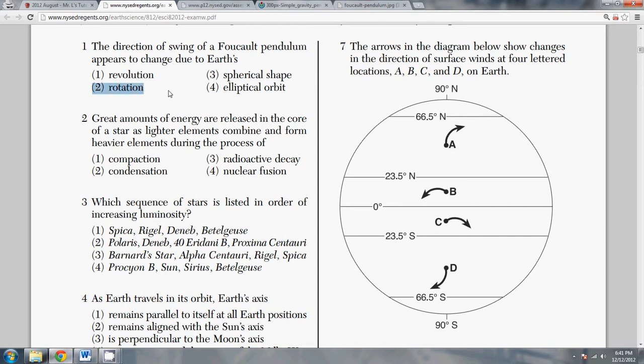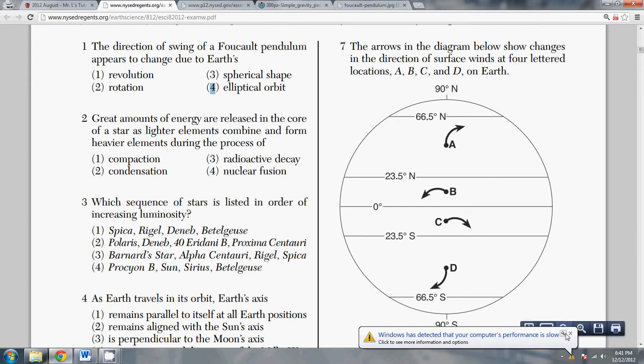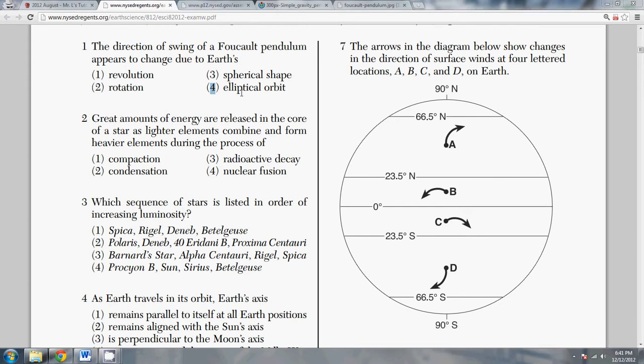But I just want to show you how to cancel out some of the other answers. The Earth's elliptical orbit, obviously, it's important. It's very slightly elliptical, although it is elliptical. It's not the answer because the Foucault pendulum measures things day to day. So it definitely cannot be number 1. Number 4, rather, sorry. Spherical shape, it's so irrelevant to the question that it's another one they like to cancel out.